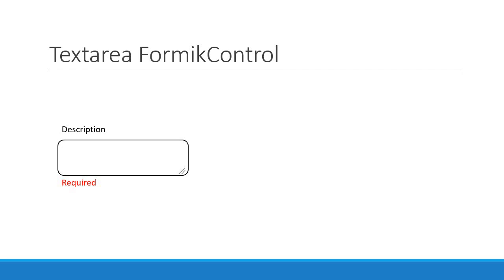There are three distinct elements. A form label, which is nothing but a label HTML element. A form input, which is the field component from Formik, which in turn should render a text area HTML element. And finally, the field error, which is the error message component, again from Formik.